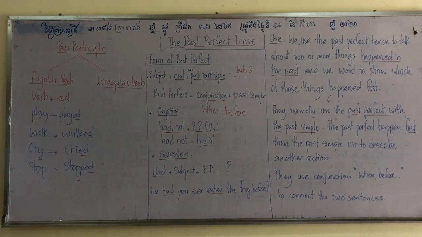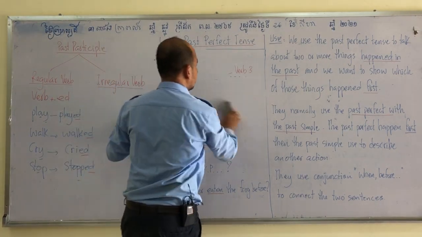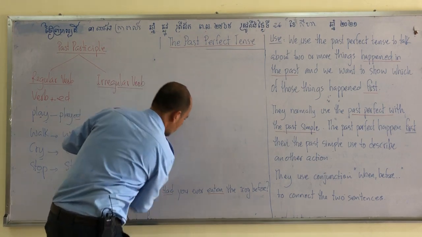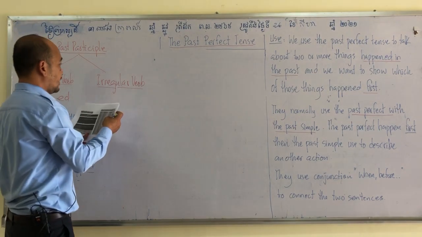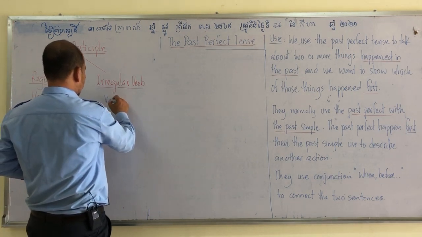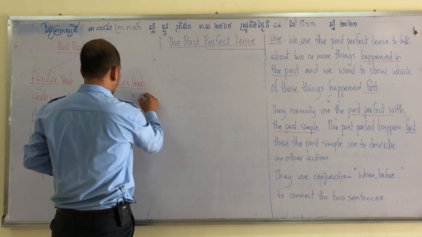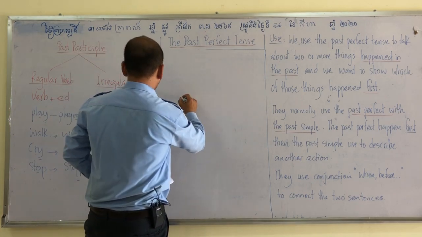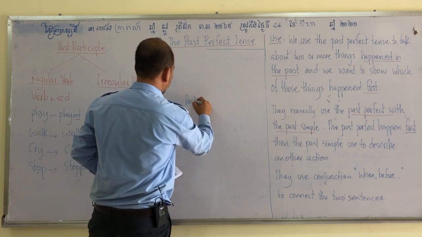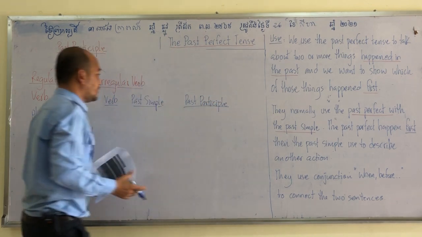And how about irregular verbs? An irregular verb is a verb that we need to change. I have a lot here. I will show you because we have the base form of the verb, and we change it to the past simple verb, and then we change it to the past participle.